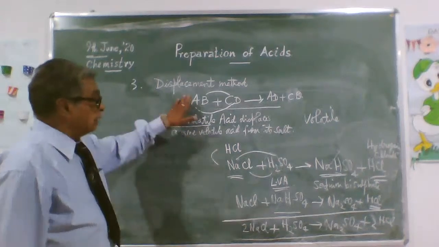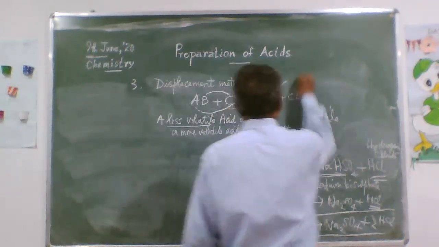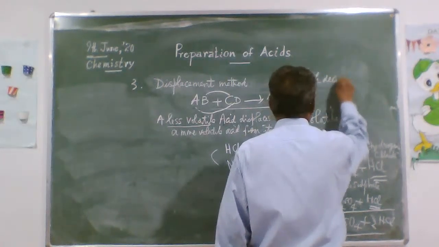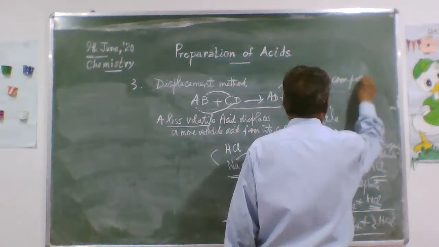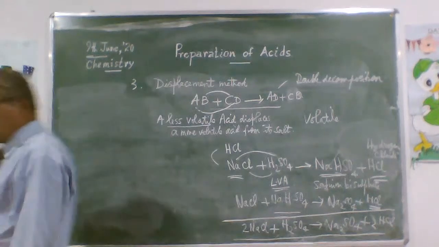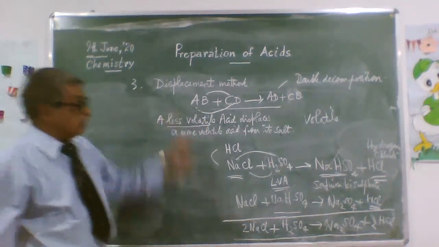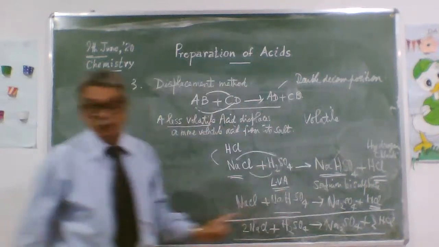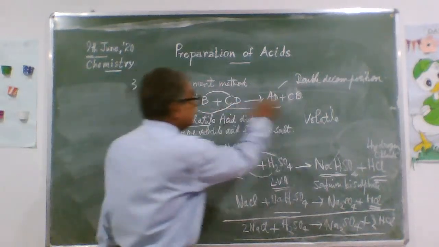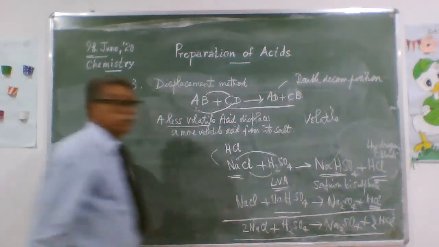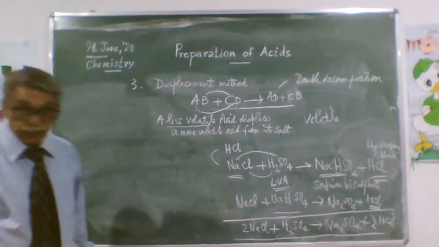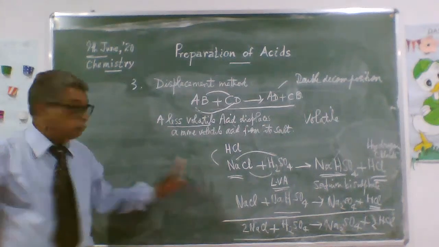This reaction is actually known as double decomposition. But for our purpose, we call it displacement, that's all. Our purpose is to show that the acid is displaced from its salt. That's why I wrote displacement method. Otherwise, this reaction is actually AB plus CD, and the reaction is actually double decomposition. I hope it's clear to you.